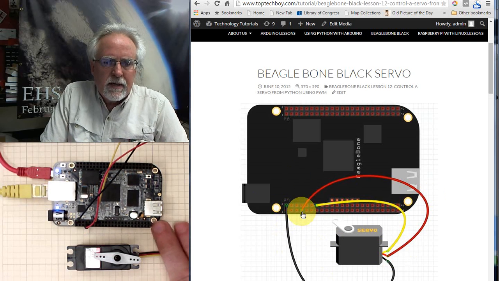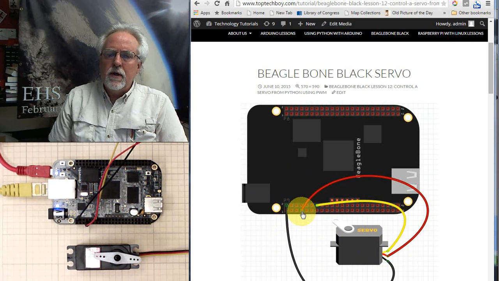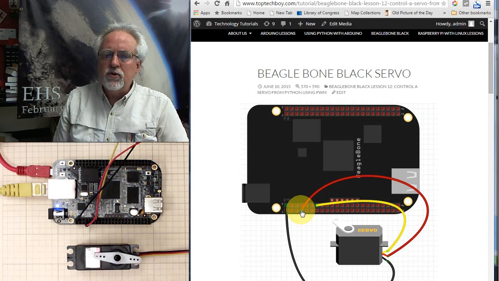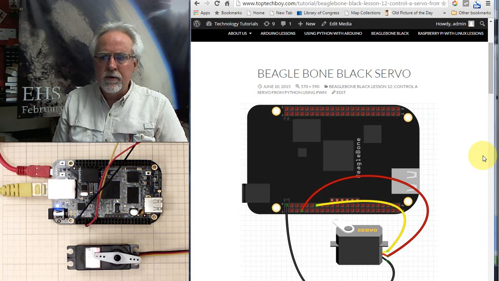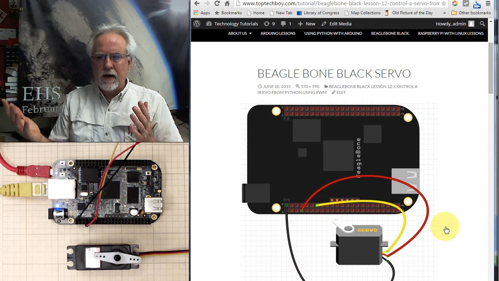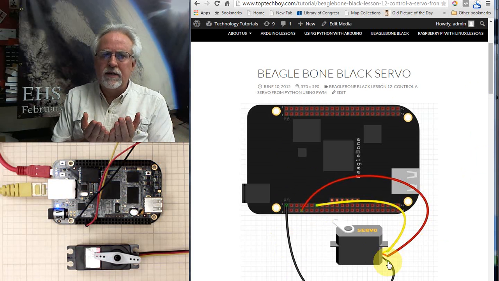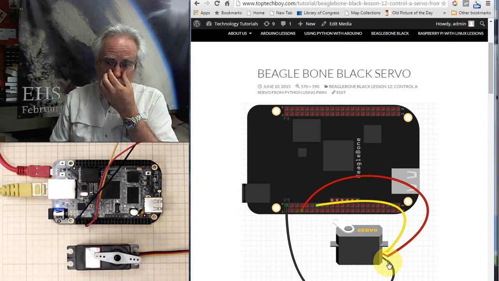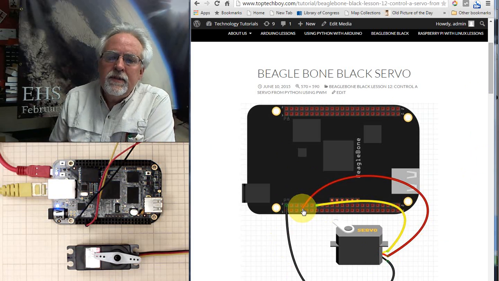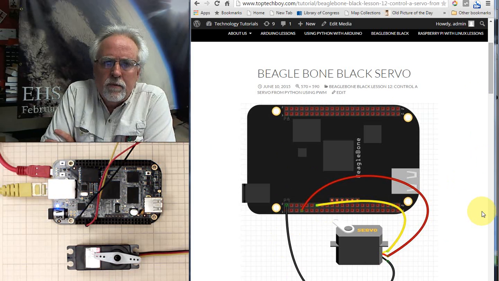What I can say is that if you're not sure about yours, you can power the servo from an external 5 volt power supply and you can still control it from the Beaglebone Black. You just have to make sure that the power supply, the Beaglebone Black, and the servo all are connected to the same ground. So you have to have a common ground. Safest thing is to power your servo from an external 5 volt power supply.